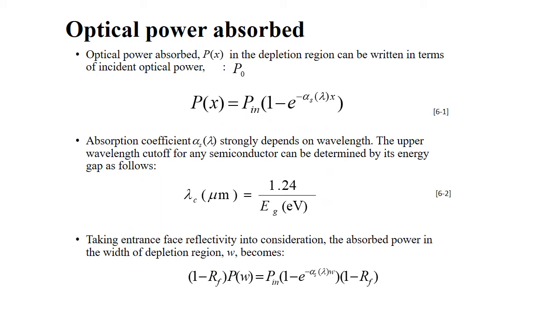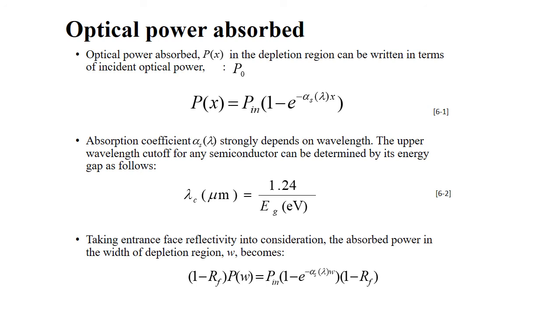Optical power absorbed. The optical power absorbed, P of x, in the depletion region can be written in terms of the incident optical power, P naught. So P of x is equal to P in times (1 minus e to the power minus alpha s of lambda times x), where the absorption coefficient alpha s of lambda strongly depends on wavelength. The upper wavelength cutoff for any semiconductor can be determined by its energy gap as follows: lambda c in micrometers is equal to 1.24 divided by Eg in electron volts.